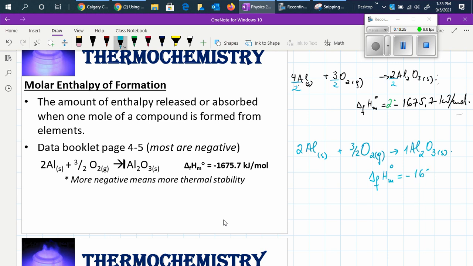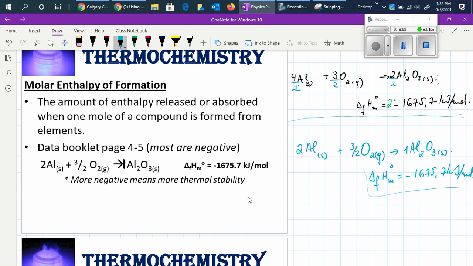Then we can write the proper number for the molar formation of aluminum oxide as negative 1675.7 kilojoules. So if we are writing it as a molar formation, then we will write it with the number that pages 4 and 5 are giving us. And if we are writing it as the reaction, then we will multiply it by whatever is the number of moles in front of the compound that we are looking for.